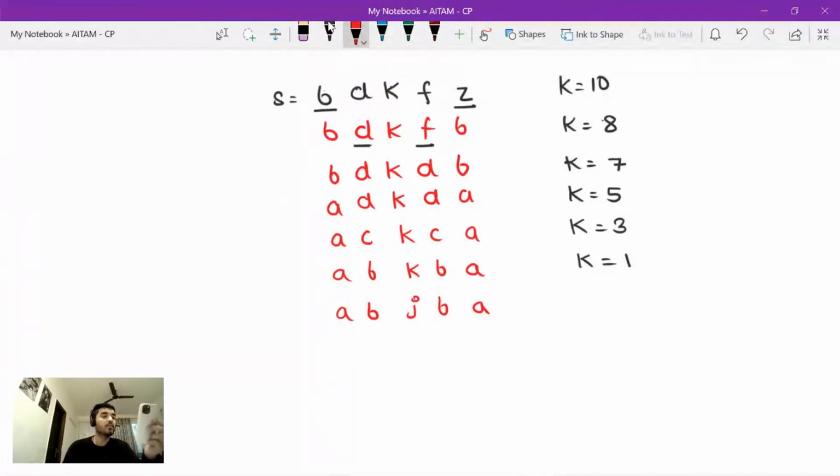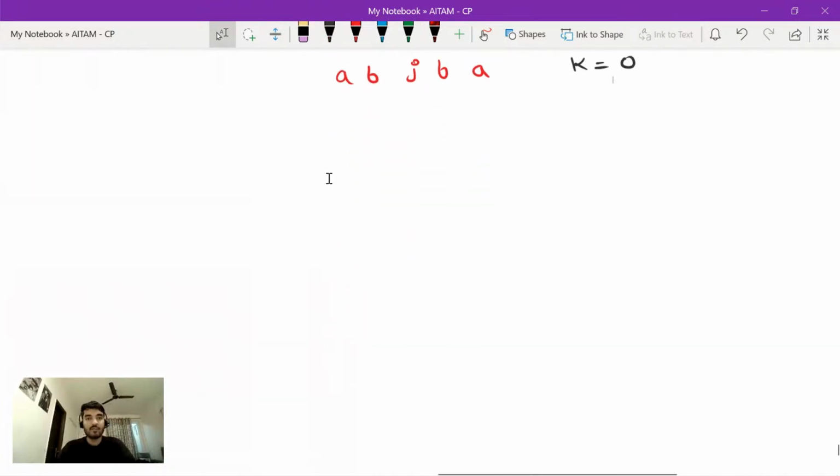What if we convert b to a and z to a? In that case, k value is reduced by 2. So yeah, this is the greedy solution that you might come up with, but this won't work for all the cases. Now let me give you some test cases for which this greedy approach fails.